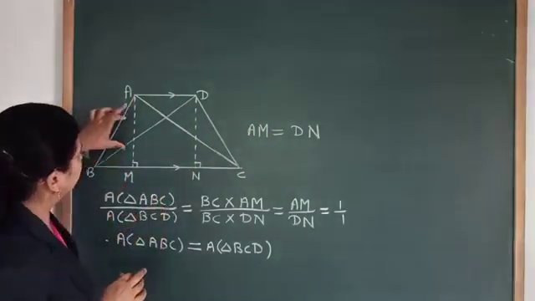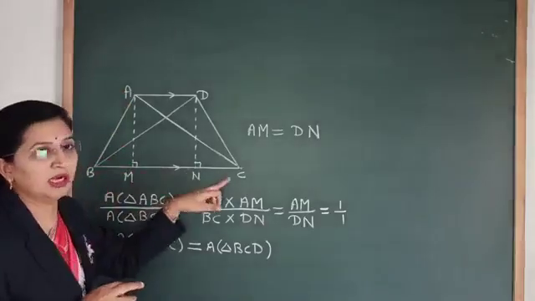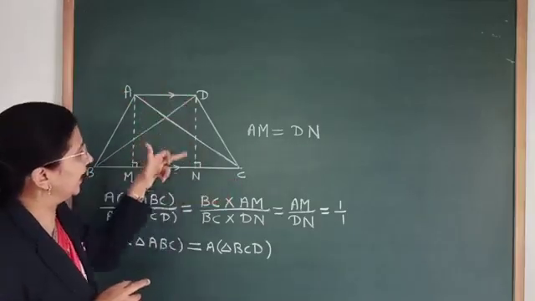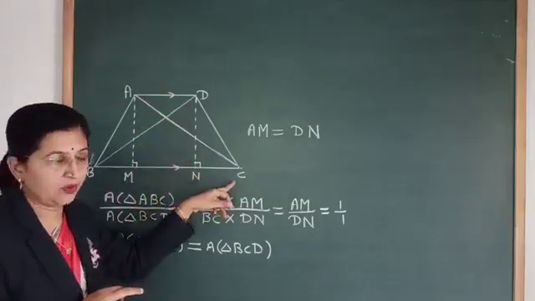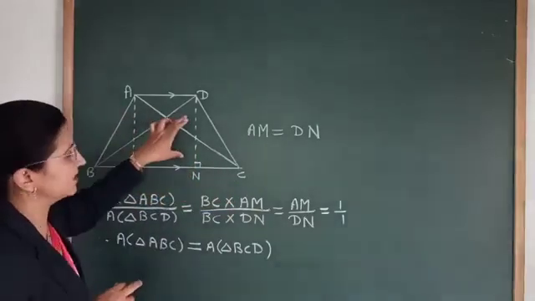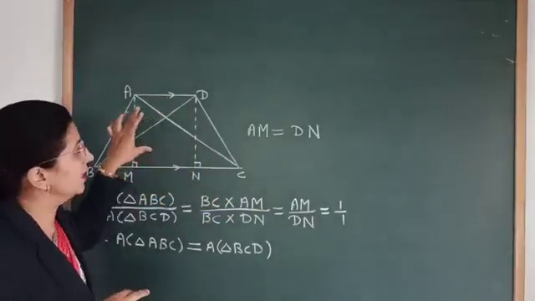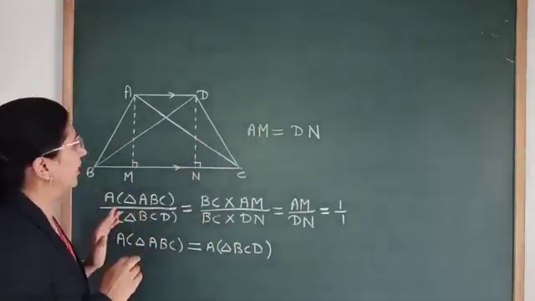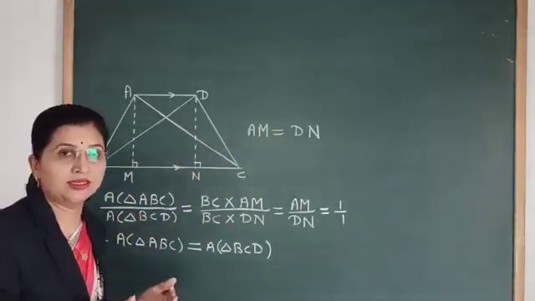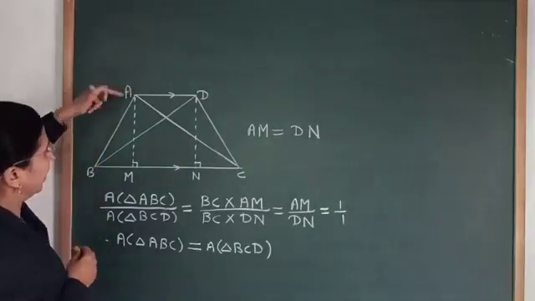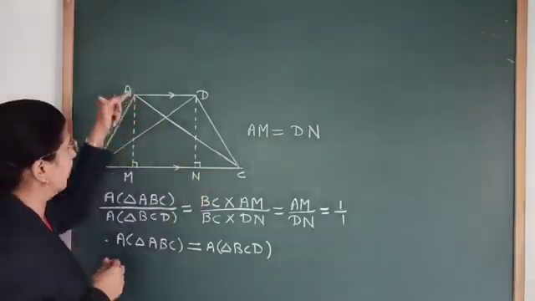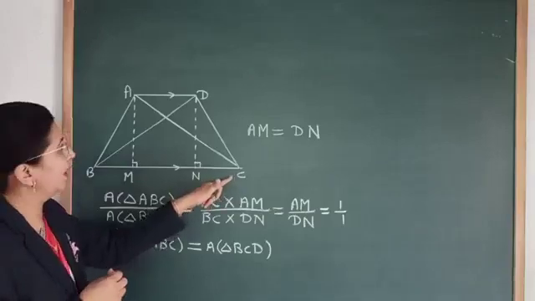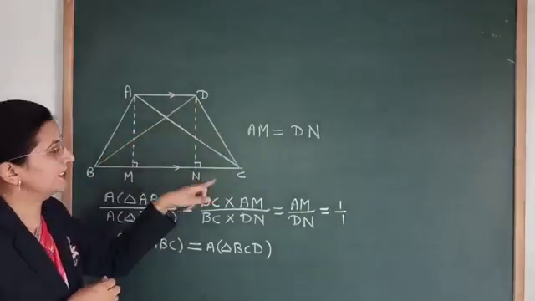Right. So here let AM be perpendicular to BC and DN be perpendicular to BC. It means that these are the distances between these two parallel lines. That's why AM is equal to DN. Okay. Now here we have two triangles. What are these two triangles? Triangle ABC and triangle BCD.